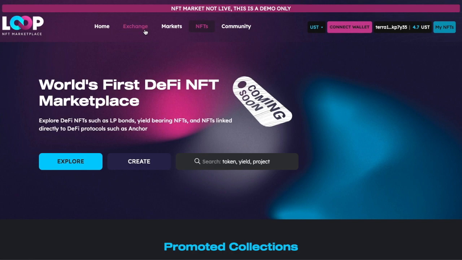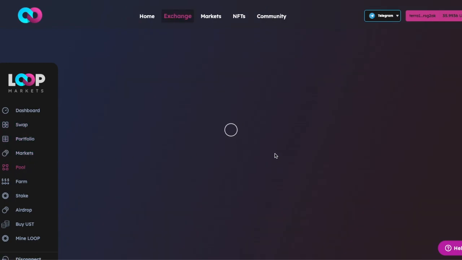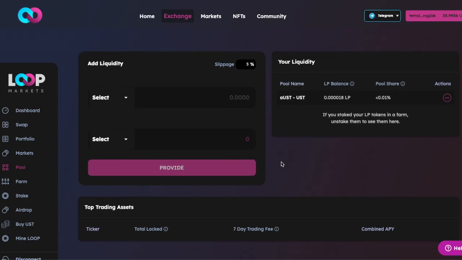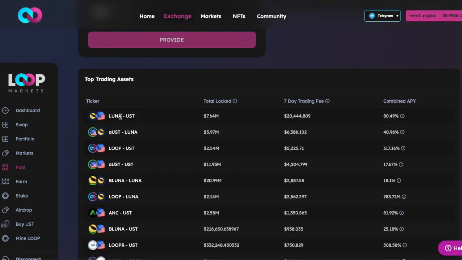loop.markets. Here there are quite a few pools that you can use, but the one I'm interested in is the AUST and UST pool. So how does it work? I will show you. There are a lot of pools here with decent APYs, but what I'm interested in is the AUST/UST pool, which gives me about 17.67% APY.